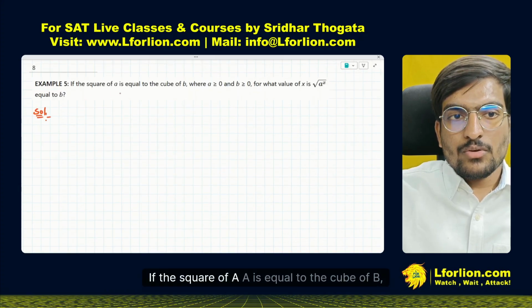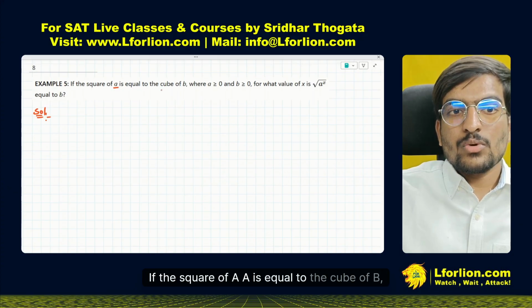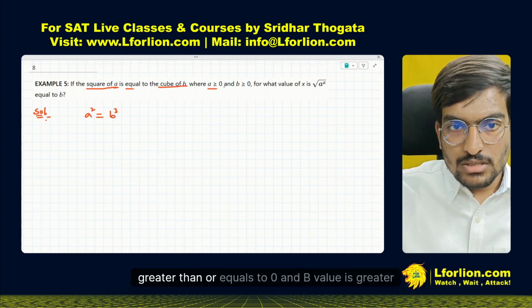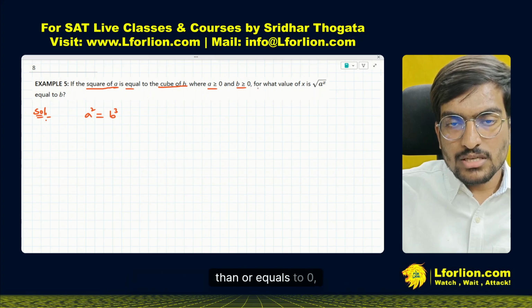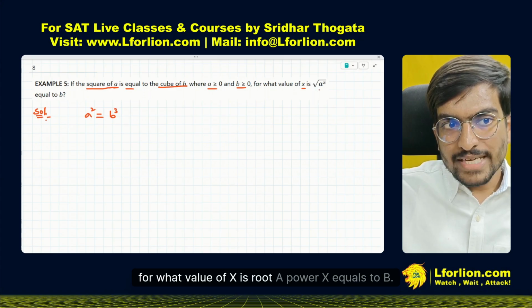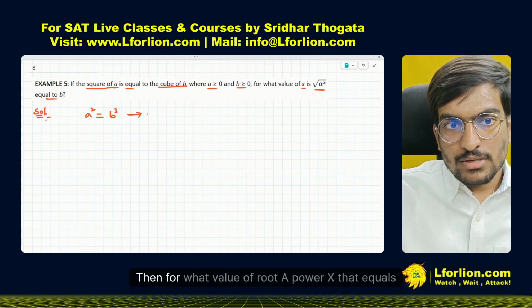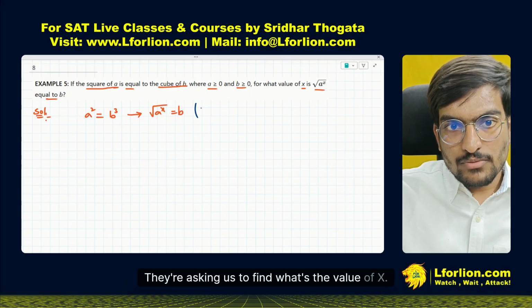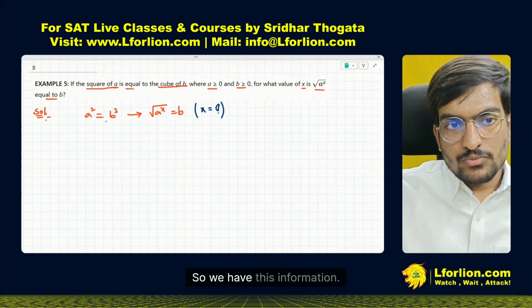If the square of a is equal to the cube of b, where a is greater than or equal to 0 and b is greater than or equal to 0, for what value of x is root a power x equal to b? They're asking us to find the value of x. So we have this information.